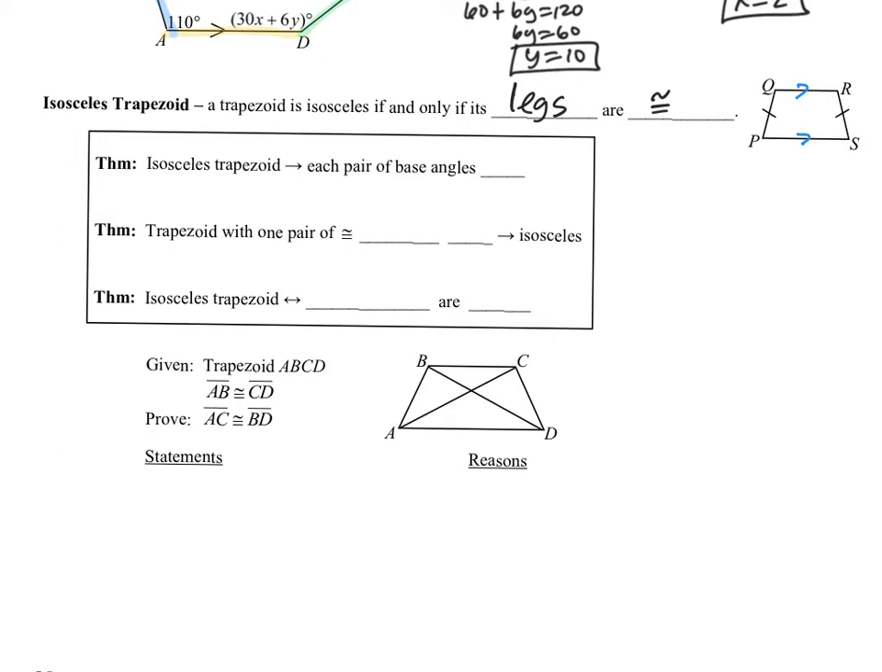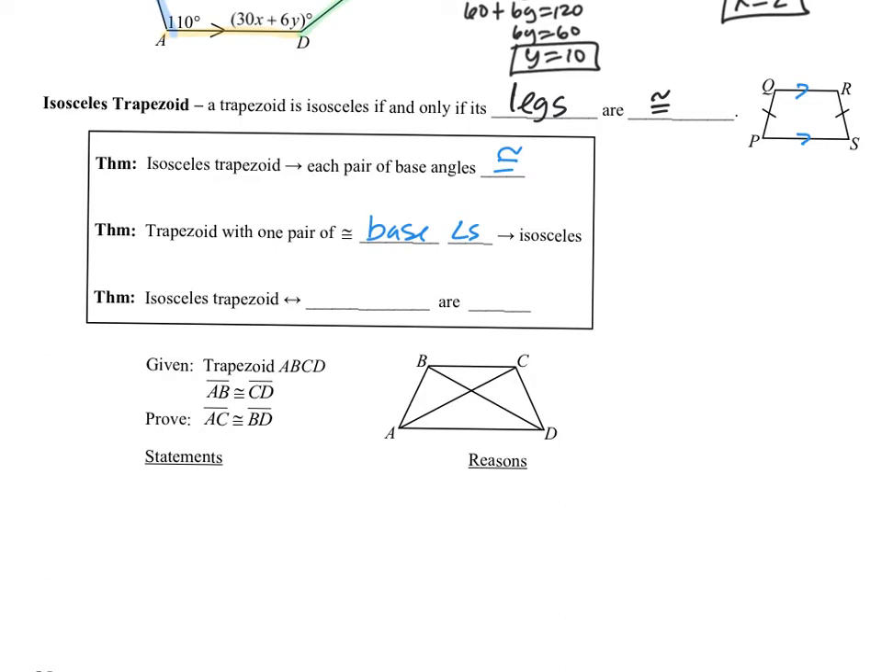So let's take a look at some theorems that have to do with trapezoids. And we'll be proving one of these. But let's go ahead and take a look at this first theorem. If we have a trapezoid that's an isosceles trapezoid, then we can say that each pair of base angles is congruent. Okay, so that will always be true. Our second theorem about trapezoids says the following. If we have a trapezoid with one pair of congruent base angles, then we can prove that that trapezoid is isosceles.